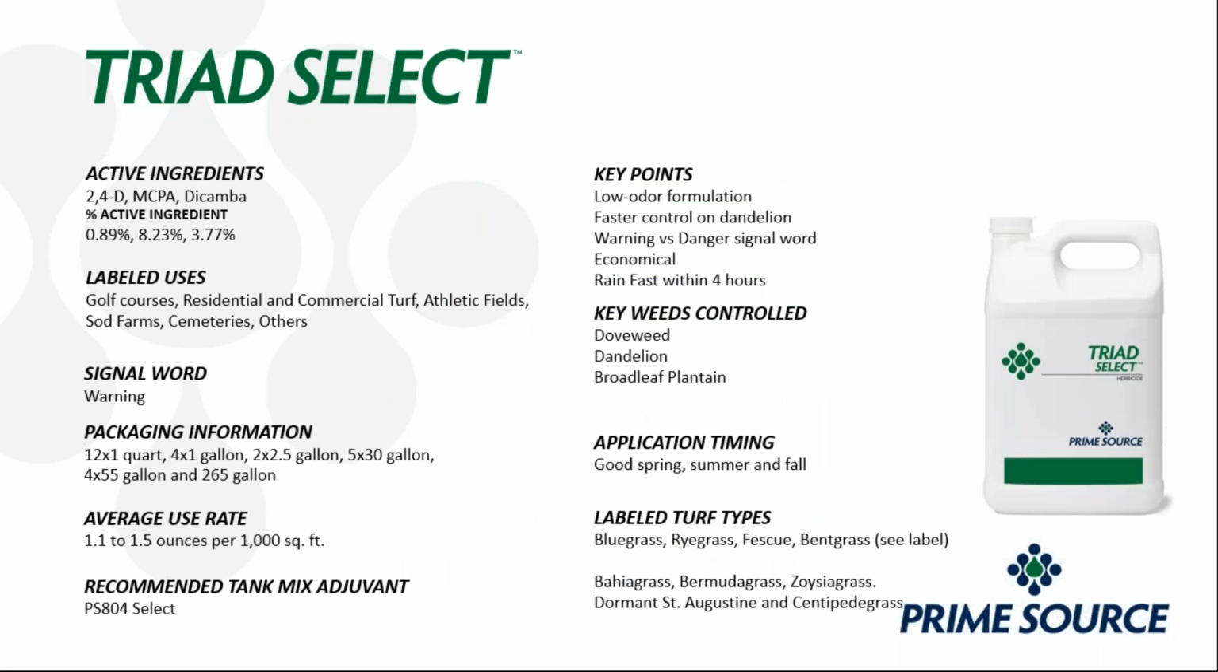So the first one is our Triad Select. It is a 3-way, like a lot of 3-ways in the market. However, the big difference here is we use MCPA instead of MCPP, and it has 2,4-D and dicamba. So MCPA, a lot of people don't really know that much about it. It's a group 4 synthetic auxin. It's very similar to 2,4-D. It's what we call a sister compound of 2,4-D.